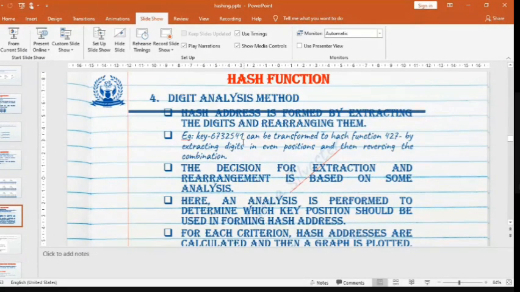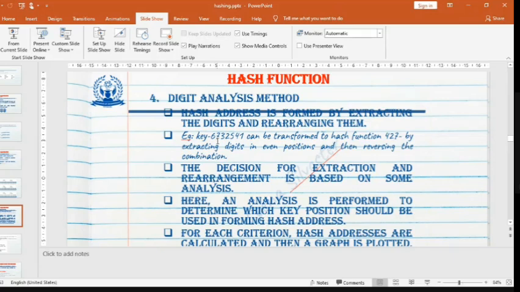So 1 is at the 0th position, so you can take it from 1 only. 1 is at the first position, 4 is at the second position. That means 4 is at even position. So first number is 4. Then 5 is at third position. 2 is at fourth position. Again, 2 is at the even position, so you can extract 2. Then 3 is at fifth position, you can ignore it. 7 is at sixth position, you can extract it. So the key is 4 2 7.